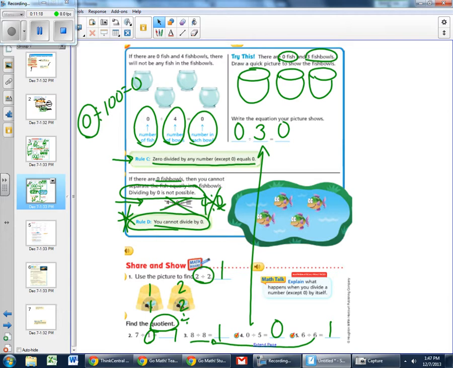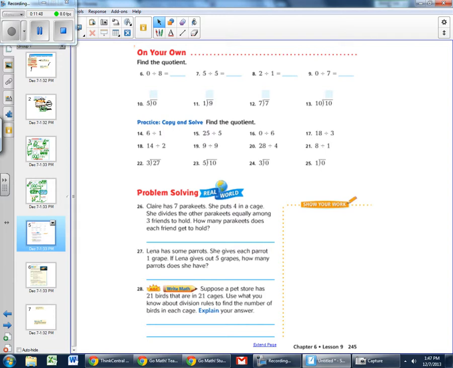Pretty easy concept for the last lesson in this chapter. Just remembering that any dividend of 0 is going to give you 0. Any number divided by 1 is going to give you that number. Any number divided by that same number is going to give you 1. Okay? If you think that you need to go back and re-watch those concepts and re-look at those drawings, please go back and watch the video again. If you are ready to go on, the next page is on your own.